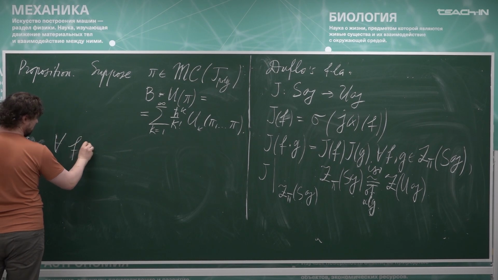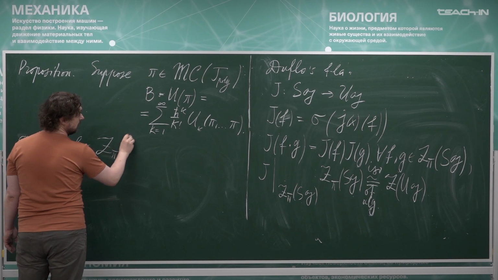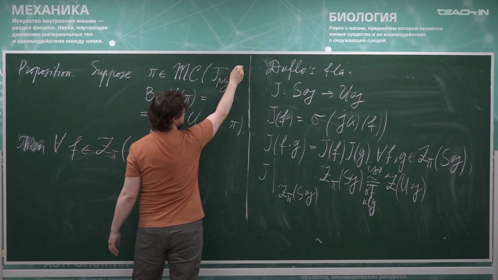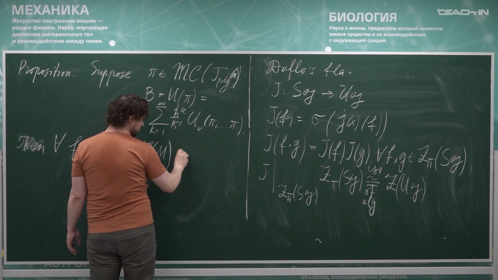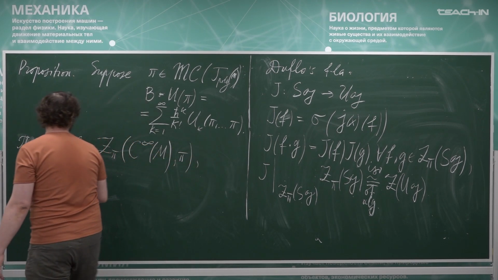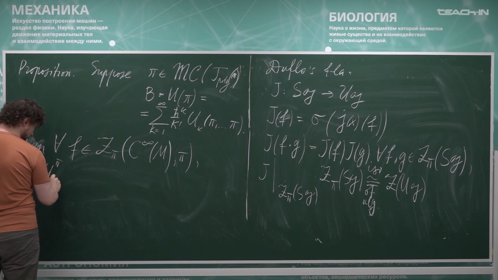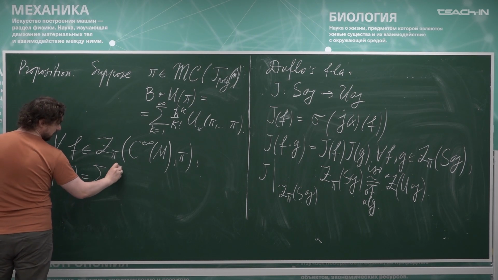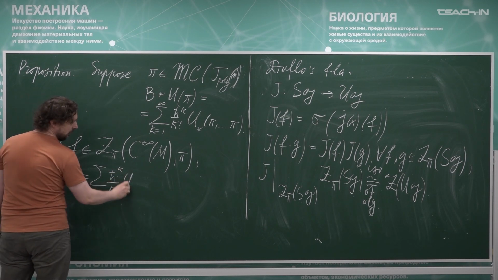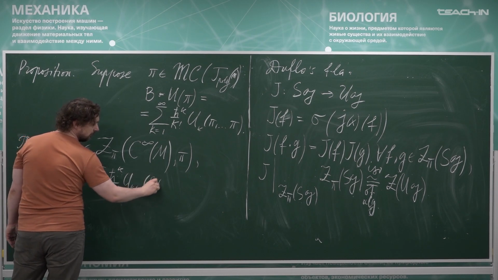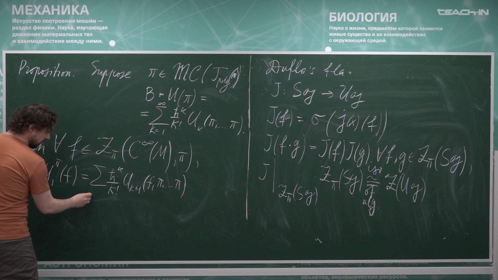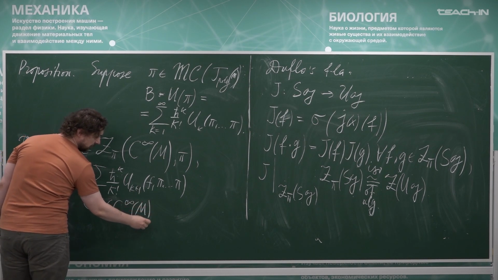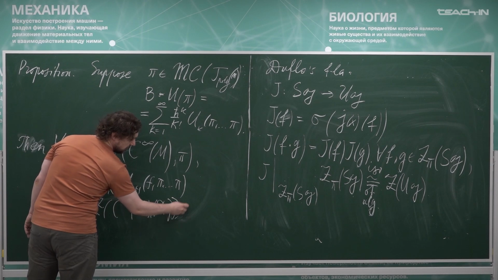for every element f in the Poisson center of C infinity of M, this M is what we have here, with respect to the Poisson bivector pi, the map U1 sub pi of f, given by the formal power series of h bar to the power k divided by k factorial, U_{k+1} of f, pi, ..., pi, is in the center of the algebra of functions on M with respect to the star product.